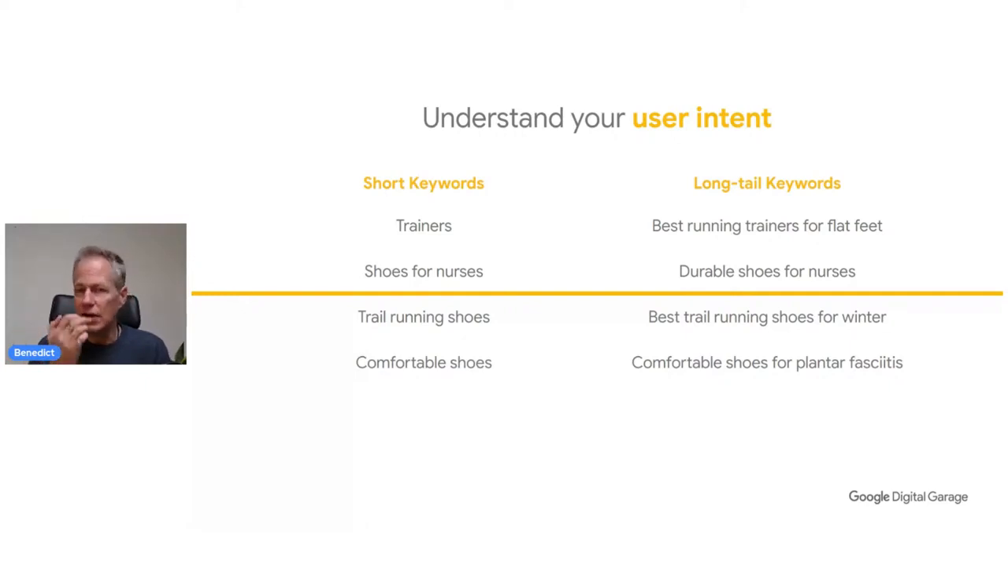But understanding your user intent, we've got here the short keywords, trainers, and, as I was saying before, the long tail keywords. So trainers, which would be best running trainers for flat feet. There we go. And then shoes for nurses, short keywords, across to durable shoes for nurses. Okay. And then we've got this one here. We've got trail running shoes, and then best trail running shoes for winter. And then comfortable shoes for plantar fasciitis. I think I'm pronouncing it correctly. So there's all of these different things. The more specific, and of course, those people who are putting in really specific long tail keywords, they will really be looking, I imagine, just for those particular things, okay?